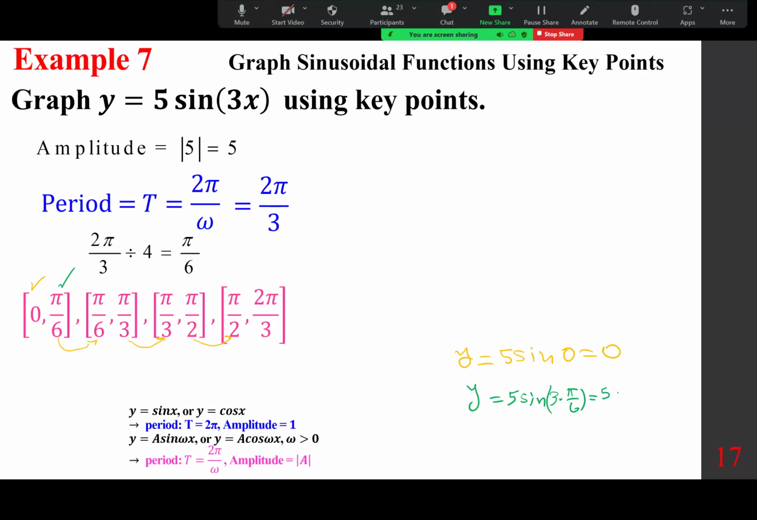That means pi over 2. You know sine is 1. Sine of pi over 2. So we have 5. So this means 0, 0. This means pi over 6, 5.